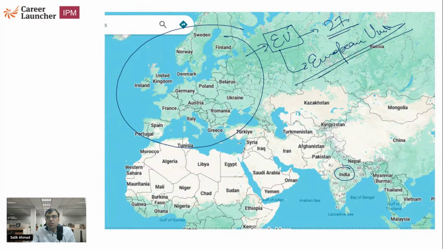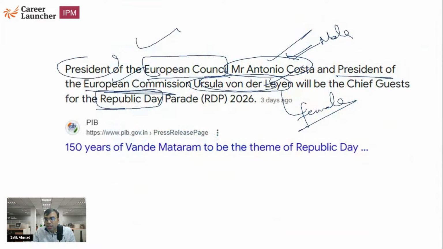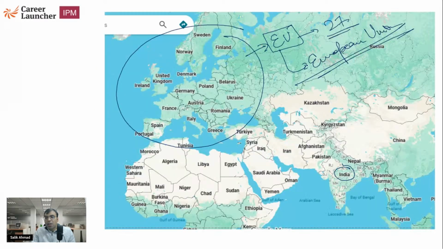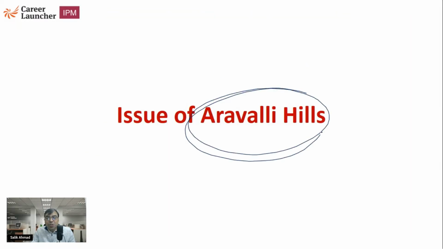Okay. So these two you should be knowing about. These two are actually the chief guests of the Republic Day this year. फिर एक और पूछ सकते हैं Aravalli Hills related issues. That we will discuss because that is also very, very important.